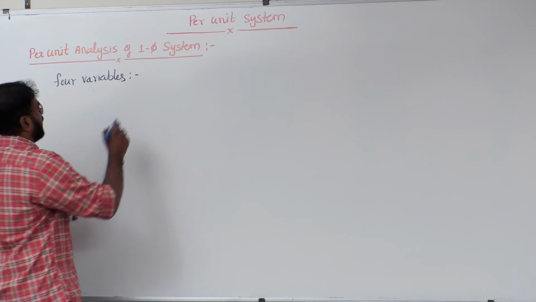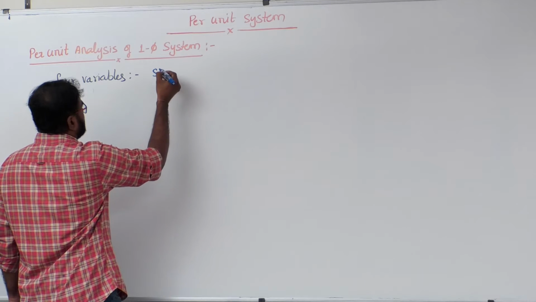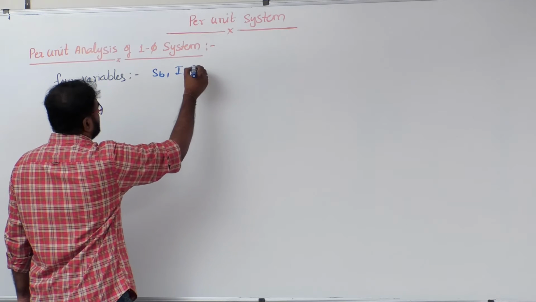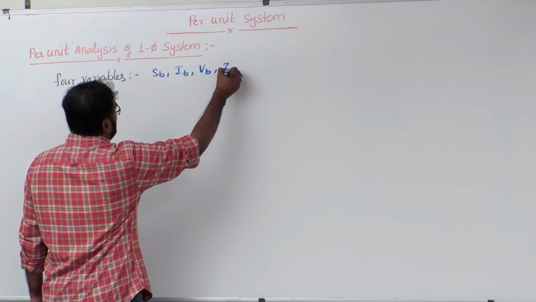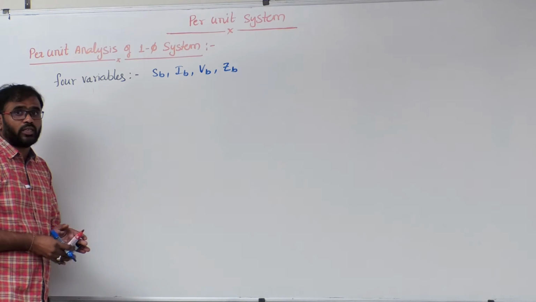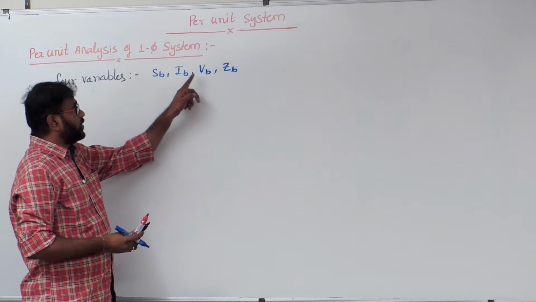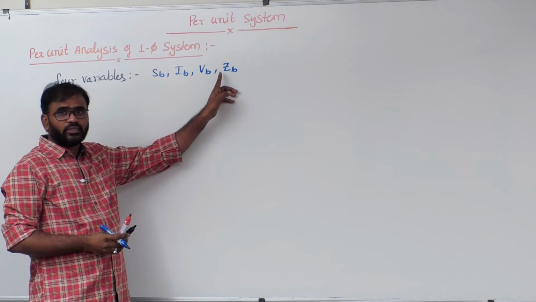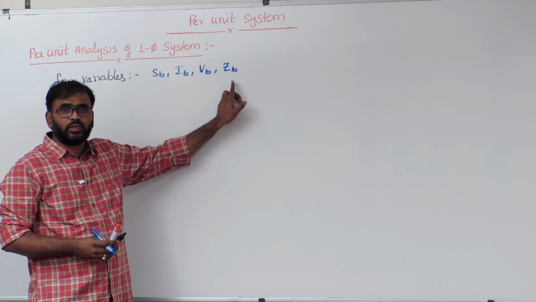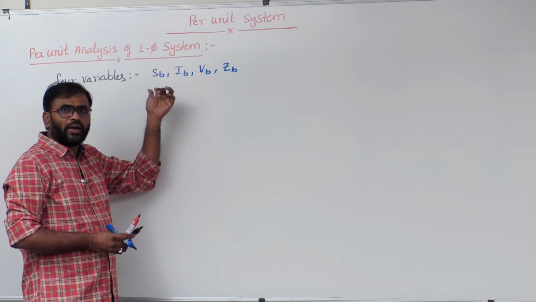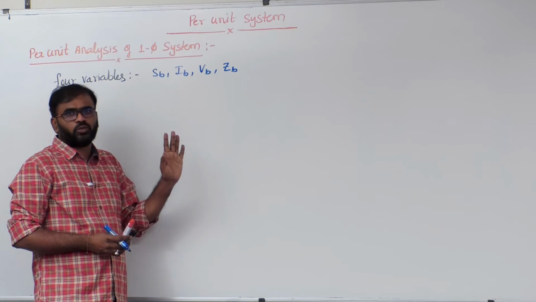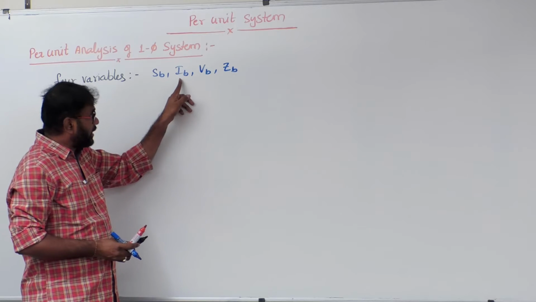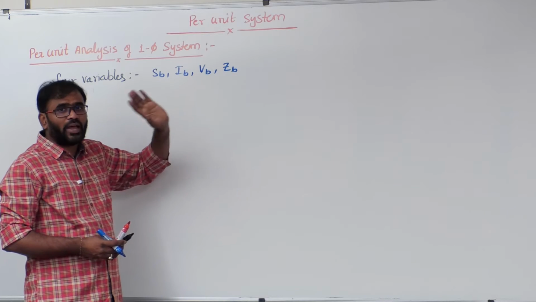So the 4 variables are S base, I base, V base and what? Z base. But careful, sir: S, I, V, Z are the base quantities. They are just magnitudes only. I am not writing mod S, but by default they are what? Magnitudes. That means S, I, V and Z represent magnitudes only.